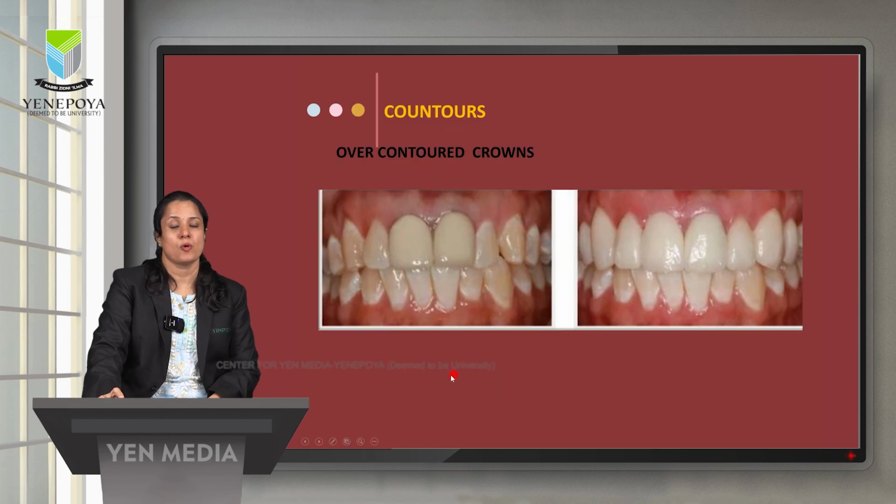The next problem which we commonly come across is the over-contoured crowns. Over-contoured crowns also can act as plaque retentive areas, and this will simulate overhanging restorations.